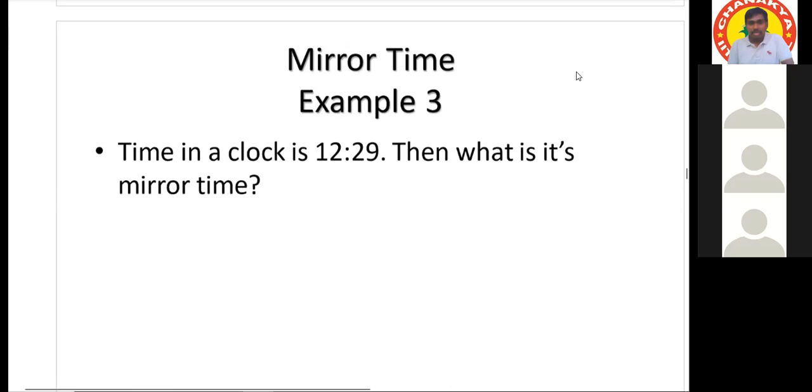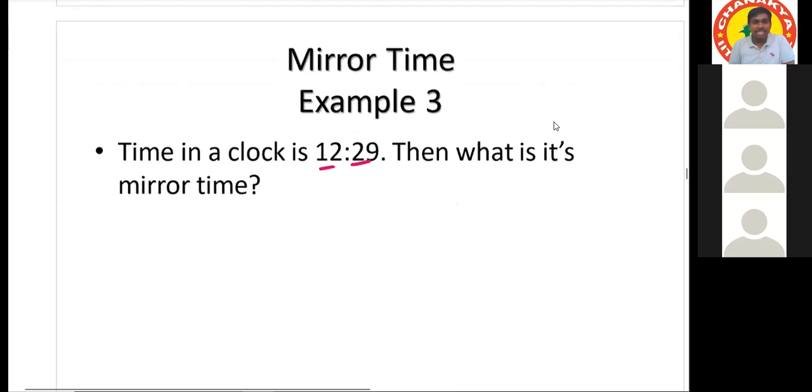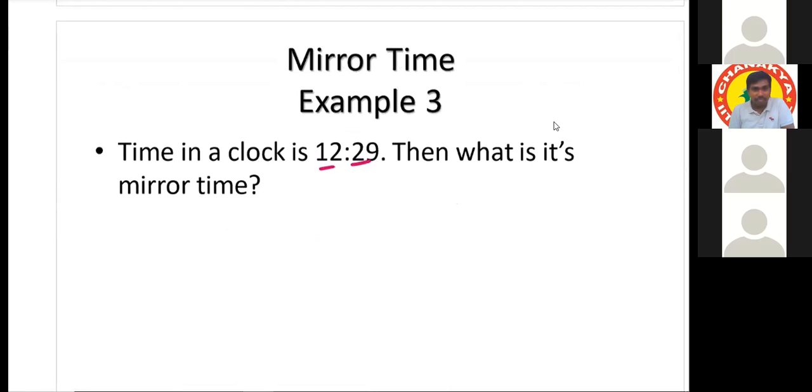See, time in a clock is 12:29. Then what is its mirror time? Tell me. What do you mean by mirror time? After completing concepts and doing 2 questions, now you are asking what is meant by mirror time. Time seen in the mirror is called mirror time. Sir, can we take this as a rounding off to 12:30? No need of rough figures.